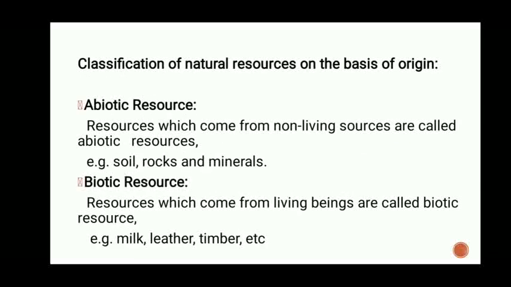Classification on the basis of origin. These are again two types. One is biotic and another one is abiotic. You must know the terms biotic and abiotic from your previous classes. Biotic refers to living things, whereas abiotic refers to non-living things. So, a resource which comes from living things is called a biotic resource, and resources which come from non-living things are called abiotic resources. Examples for biotic resources are milk, whereas for abiotic they are soil and rocks.